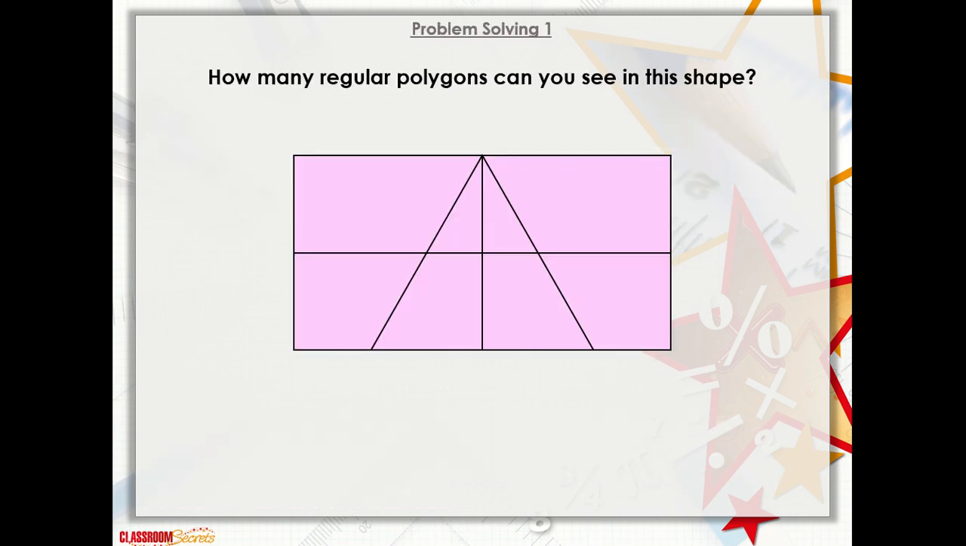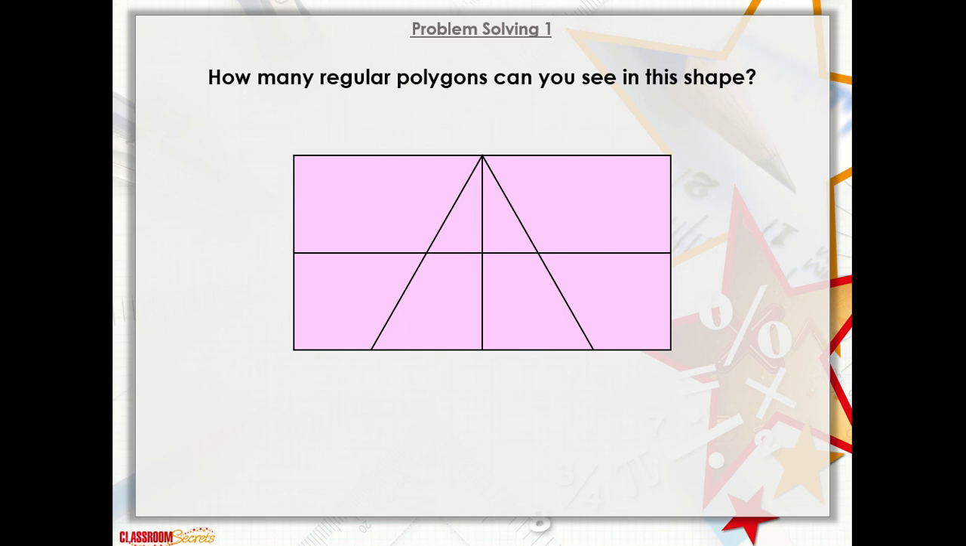Let's look at the next one. Now, puzzles for you. How many regular polygons can you see in this shape? How many shapes that have got 3 or more sides can you see? But it says regular polygons, so they have to have equal sides and equal angles. Wonder how many you can see. Just pause this video and have a look very carefully at that shape. How many polygons can you see?